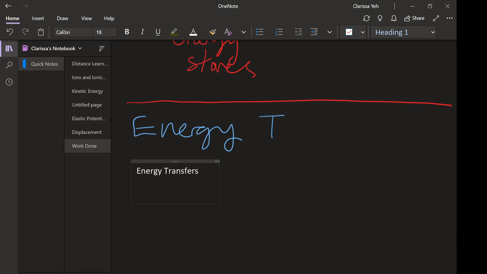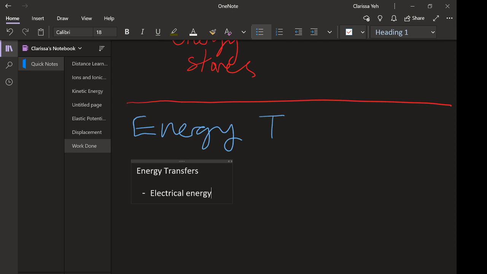So let's think about energy transfers. Sorry about that, guys. How energy can be transferred from one object to another. Well, one thing that you can think about is electrical energy. We talked about this in lesson 1 already, but this is just a quick recap of different ways that energy can be transferred from object to object.